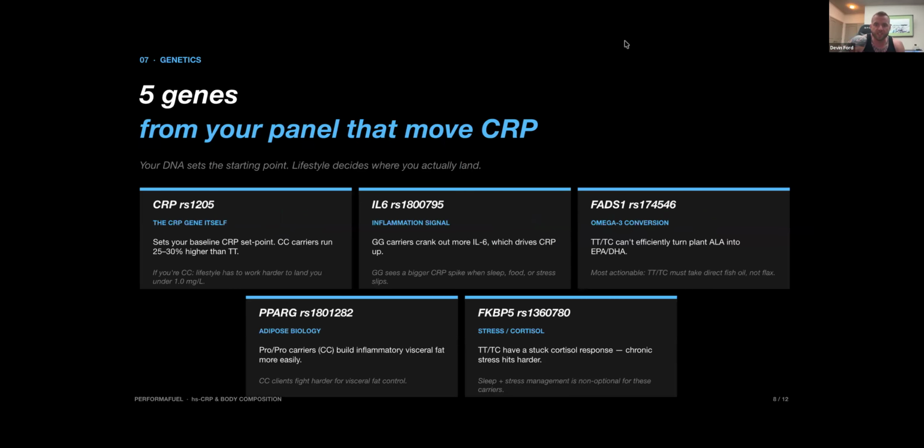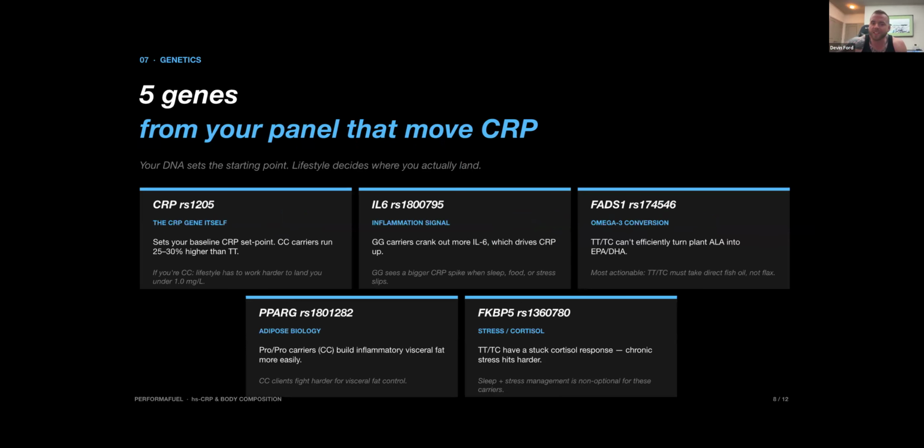So when we get into the genes of all of this stuff, there's some interesting stuff. If you guys had the consult already and your CRP was high, then you'll probably see these listed if you had an effect allele on them, meaning that if you had this variant that was negatively affected.